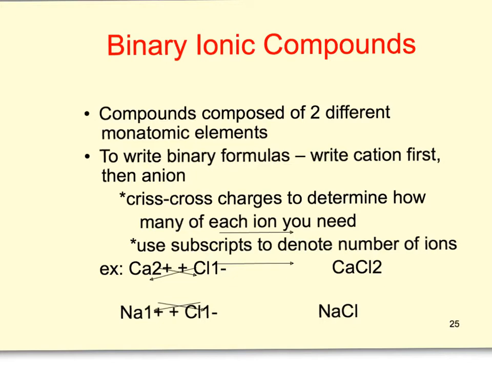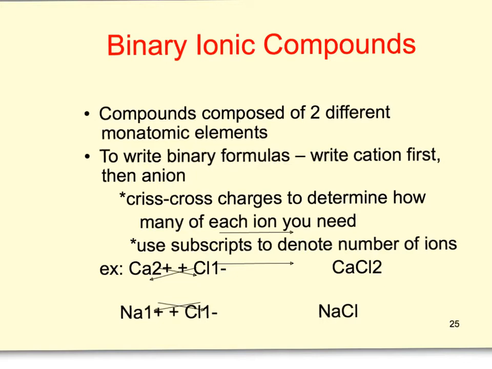The simplest way to do this is to crisscross our charges. So we bring our 2 over here and our 1 over here. What that means is that 1 calcium with a +2 charge, 1 times +2 is a +2, and 2 chlorines, each with a -1 charge, 2 times -1 is -2. Plus 2 plus a -2 equals a 0 charge. So we're canceling out our charges. What you need to know is that we're going to crisscross.